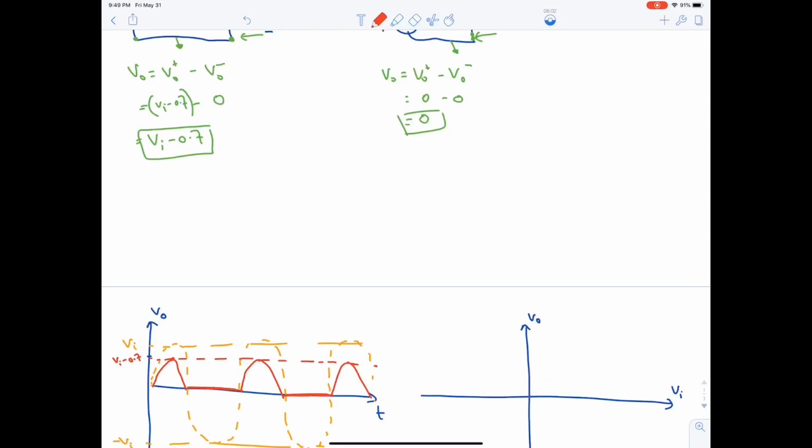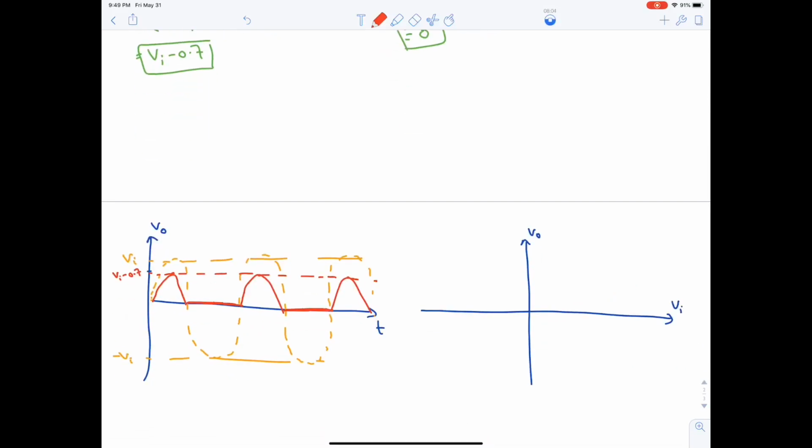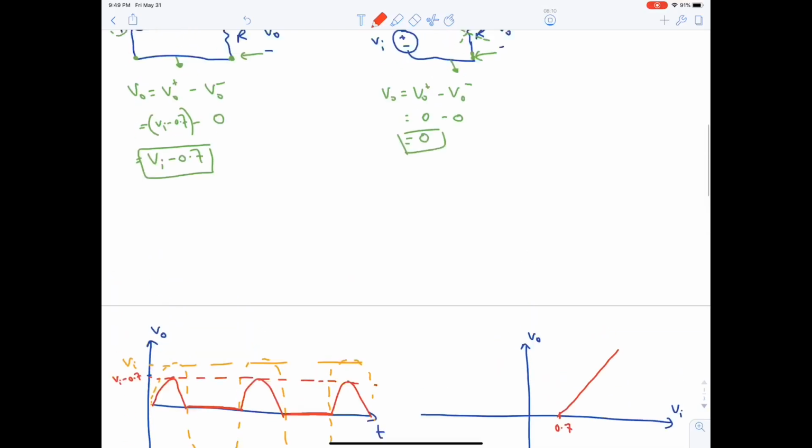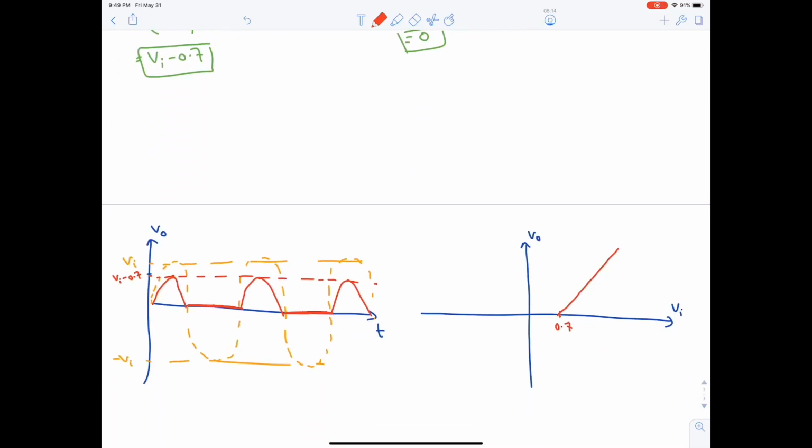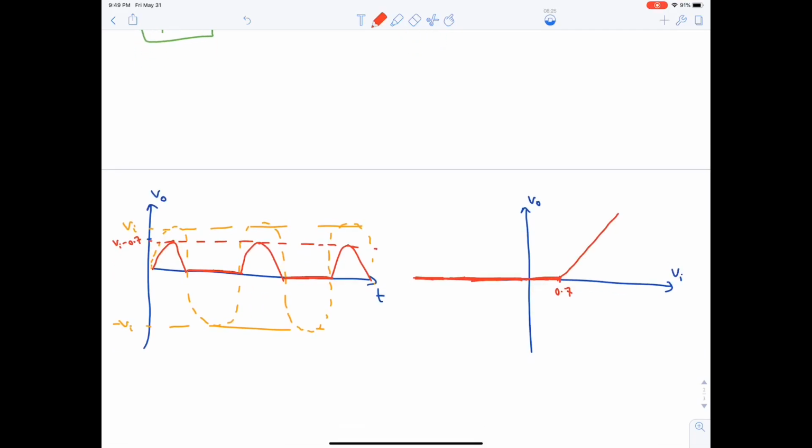So we need to shift the diagonal line 0.7 like this, okay? If Vi is negative, then V output is 0. So it will be a horizontal line on the x-axis, okay? So this is the waveform and the transfer characteristic.